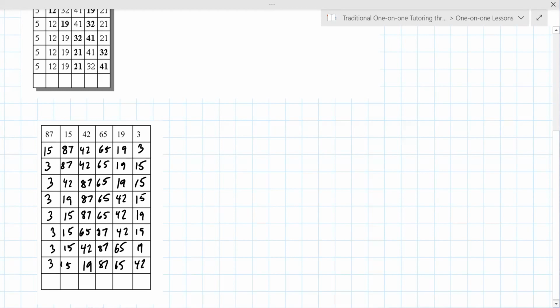Maybe it works out here. Nope, looks like we need more room. So anything lower than the 19? No. Anything lower than 87? Yes, 65, 87, 42, and then 42 and 65 switch. And then those are going to switch here in this last line. So 19, 19, 15, 15, 3 and 3.